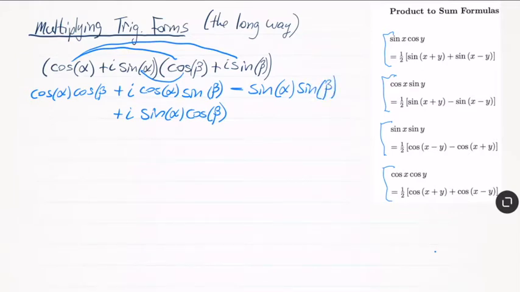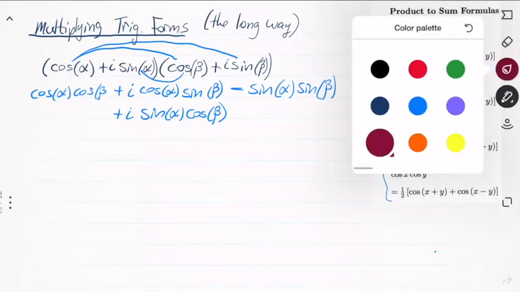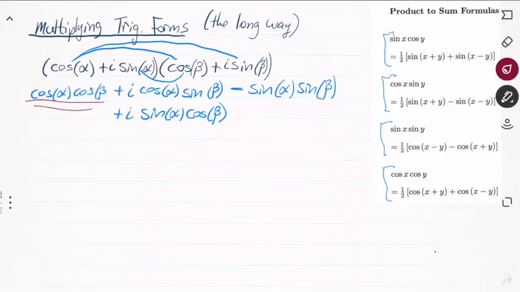All right, so let's take care of these in pairs. The first pair I want to look at is the first term and the last term. Cosine of alpha, cosine of beta is kind of like cosine x, cosine y, so we're going to get 1/2 cosine of x plus y plus cosine of x minus y. And then the other one is going to be the opposite of sine alpha, sine beta. Well, sine alpha, sine beta will be this formula.